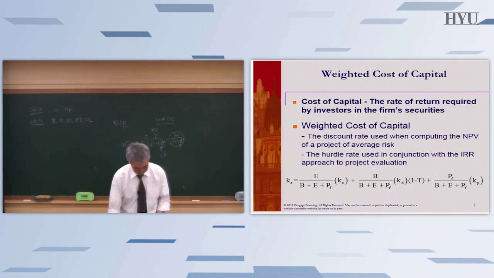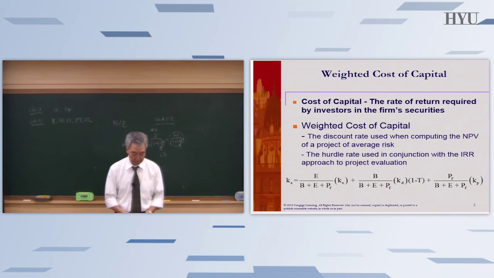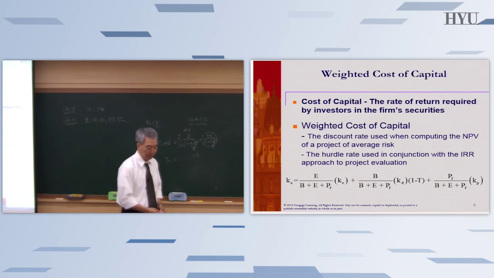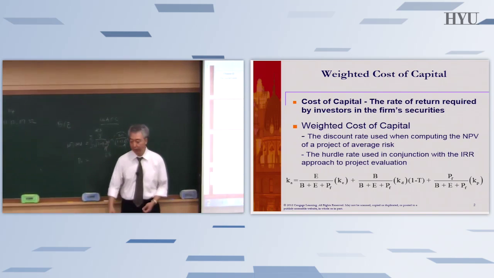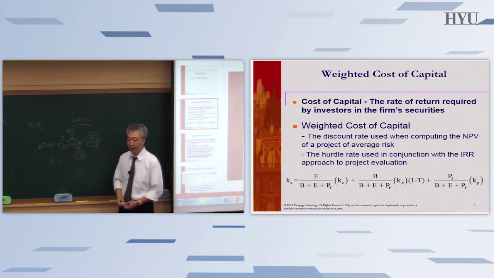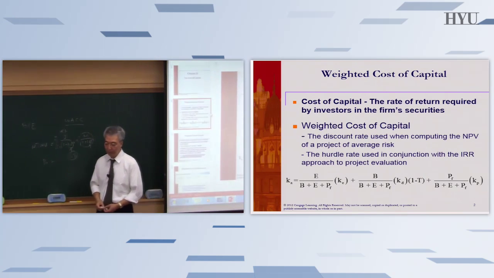So here, it's a hurdle rate when you use the IRR approach. Okay? So what we mean by hurdle rate, right? If you come up with the internal rate of return, the cost of capital has to be lower than that. In other words, this IRR has to exceed that cost of capital. Cost of capital has to be low enough in order to accept that project. Okay?